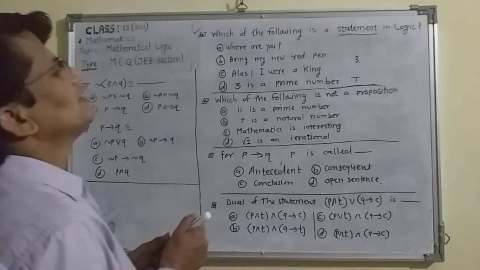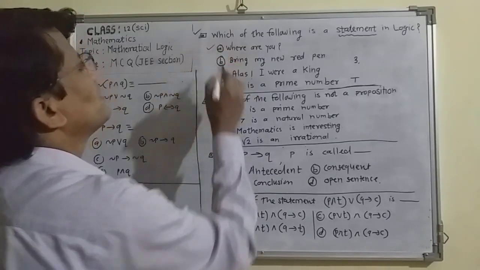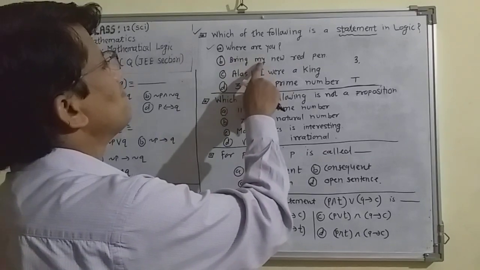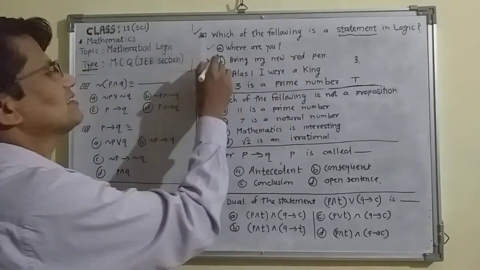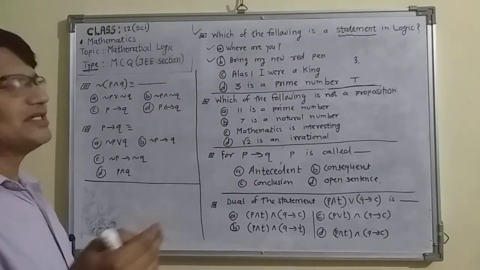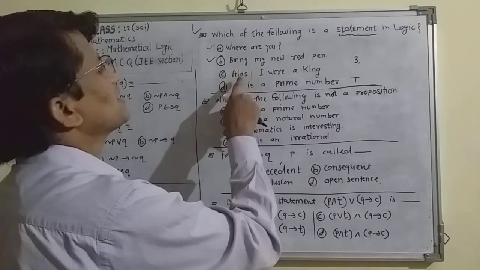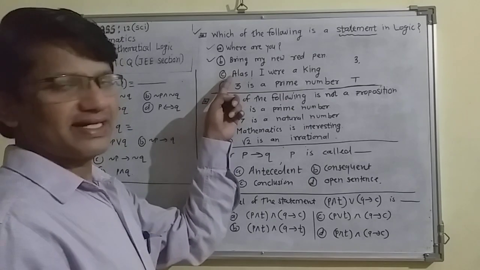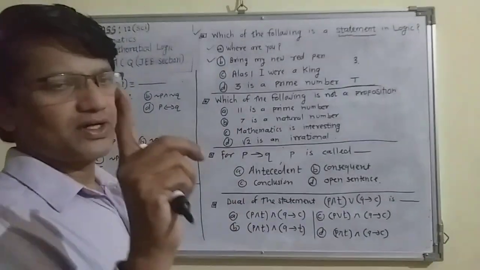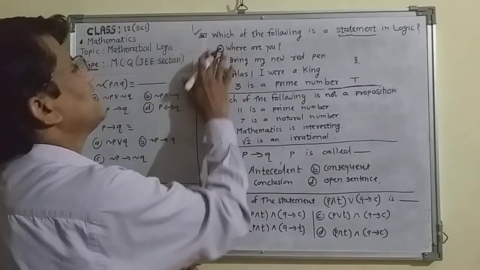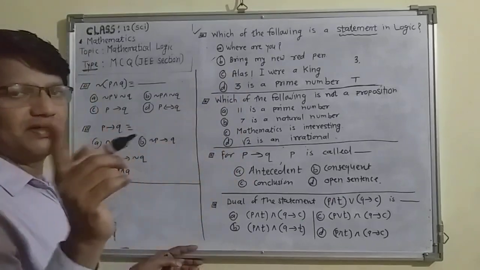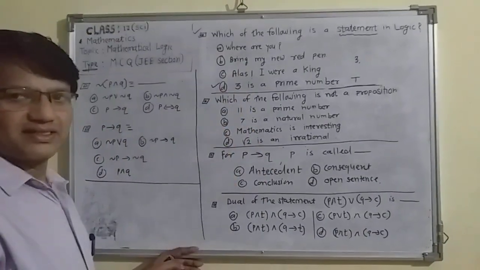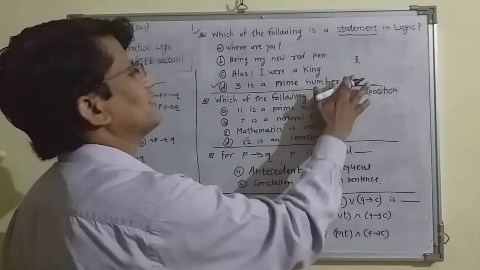Okay, now where are you? This is a question, hence it is not a statement. Bring my new red pen. This is also a command, so this is not a statement. Alas, I was a king. This is an exclamatory sentence, and this is also not a statement. Options A, B, C are not our answer, so obviously D is the answer. But check whether it is correct or not.